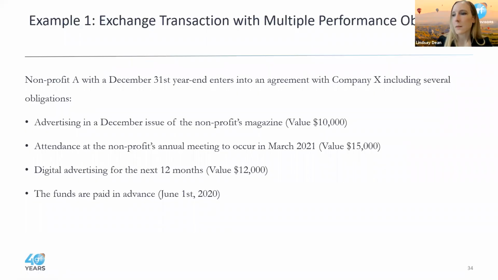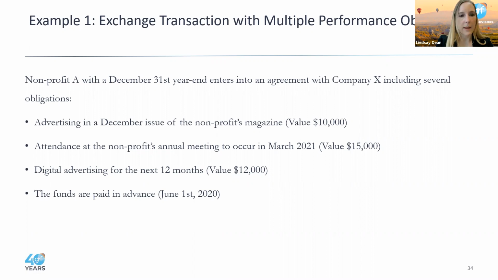Okay, thanks, Jen. So in this section, we're going over some examples of exchange transaction type awards or program income. And our first example goes over a contract that's similar to what we're seeing with a lot of organizations, where there's several different performance obligations wrapped into one. It might have advertising, it might have attendance at a meeting, it might even have a contribution portion, all just in the same contract.